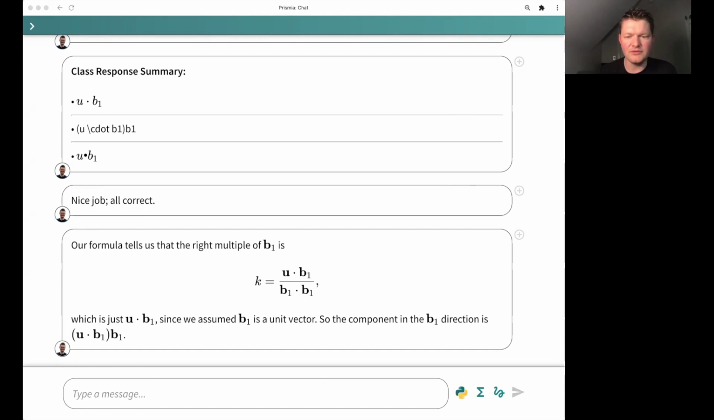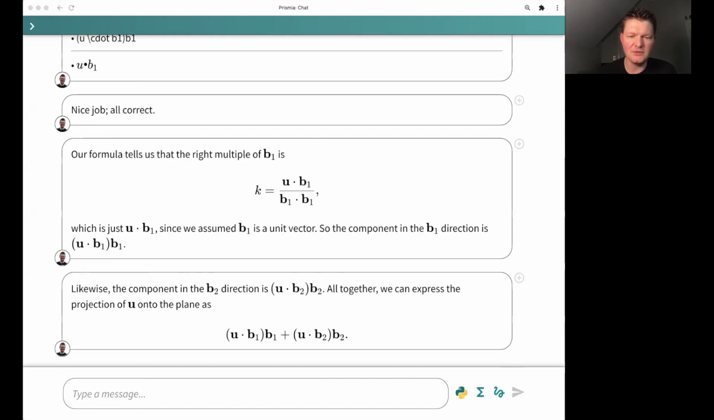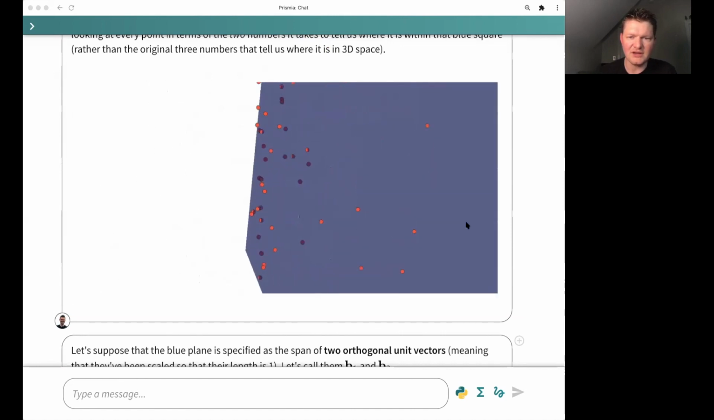And of course, no difference between B1 and B2. We're going to get the same formula for B2. So altogether, we can express the projection of U onto the plane, which means project onto both of the two vectors, B1 and B2, and then just add the results. So that projection is going to have this formula. We just dot with each basis vector, B1 or B2. So it's a basis of the space we're projecting onto. So we just dot with each one and then make that a weight for the corresponding basis vector. And that's our formula. So this is a nice, tidy representation of what it means to project onto a plane.